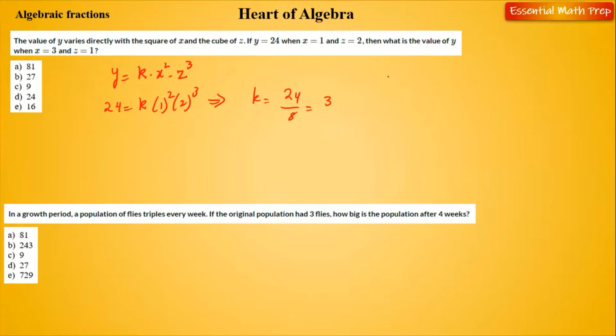Now, what is the y value when x equals 3, z equals 1? So that means y equals 3 times 3 squared times 1 cubed. So that would be 27.